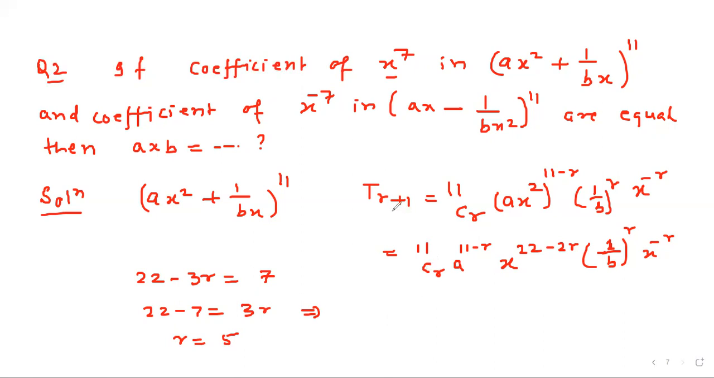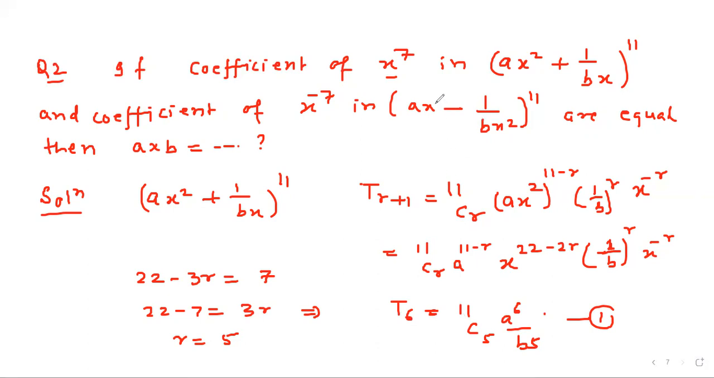Then when we put r equal to 5, we get T6. And the coefficient will be 11C5 a power 6, and this will be b power 5. Suppose this is expression number 1. We are concerned with the coefficient, not the number of terms.